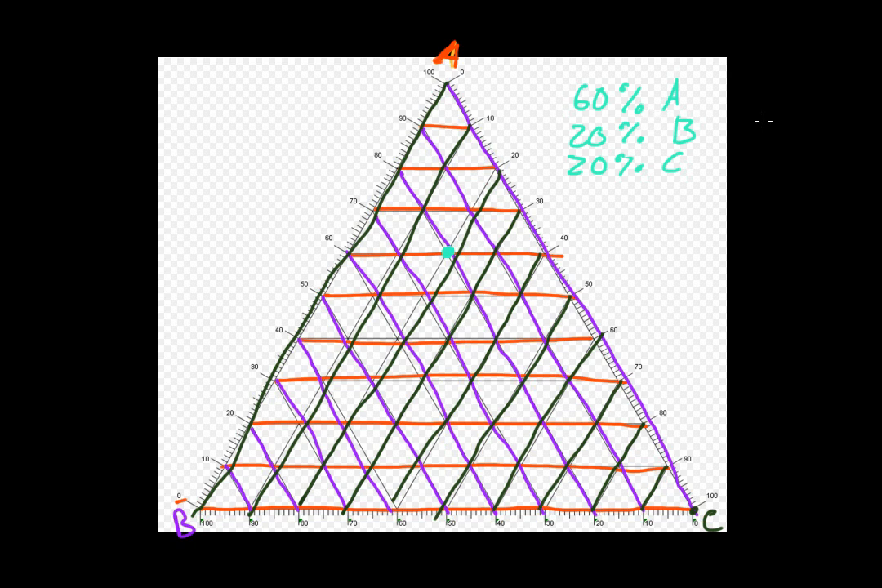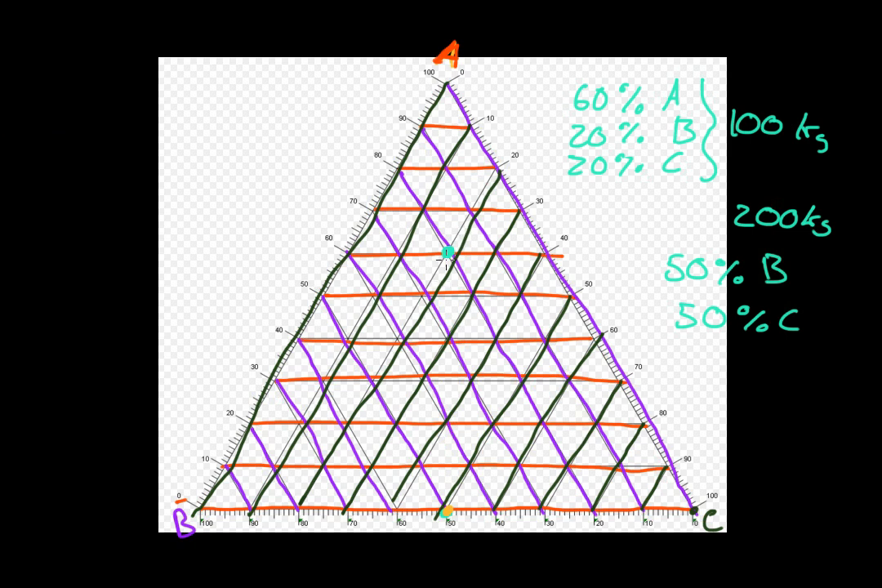Let's say you also have mixed it with another system. Say you have 100 kilograms here, and you add 200 kilograms of a system that is 50% B and 50% C. So we find that on our diagram, and that is right here.